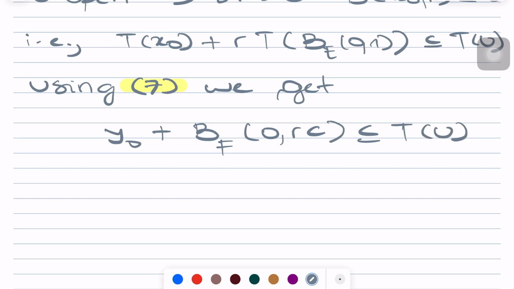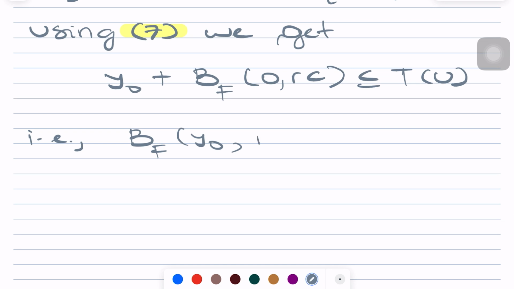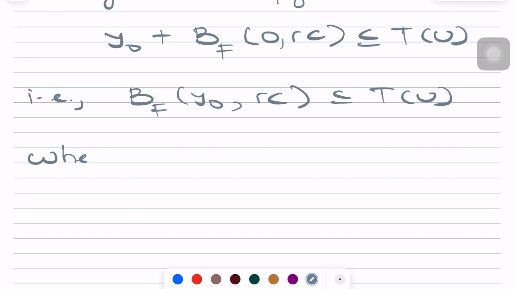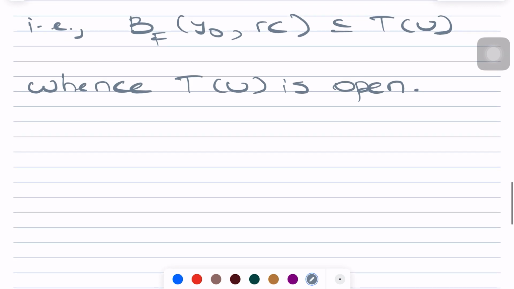So this means the ball in F around y0 — don't forget that y0 is actually T of x0, so don't get confused — is contained in T of U, so T of U is open. So this concludes this short proof.